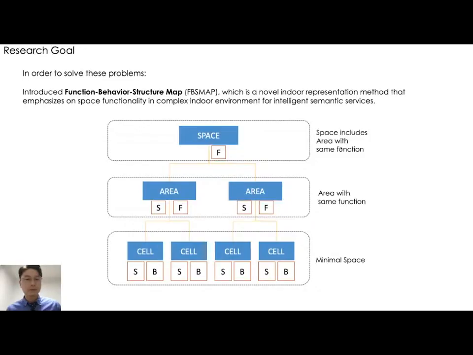The space hierarchy is divided into some areas, and each area has some function, right? This area is for entertainment, this area is for cooking, or this area is for dining, etc. Each area is divided into cells. The cells are the smallest part. They have some structure and behavior, right?